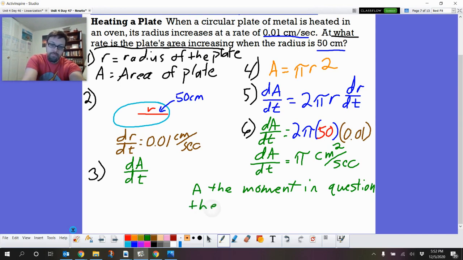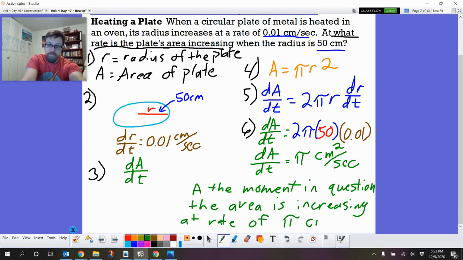the area is increasing at a rate of pi centimeters squared per second. We want to write that sentence out to describe our answer.